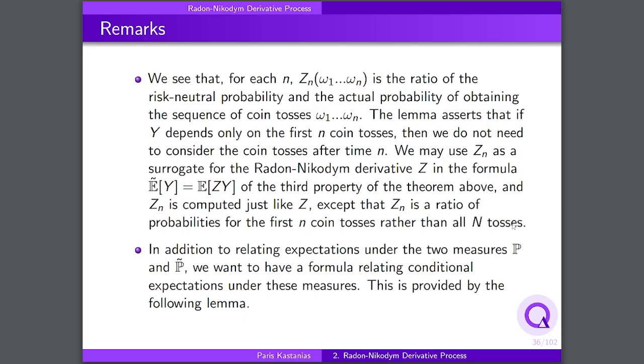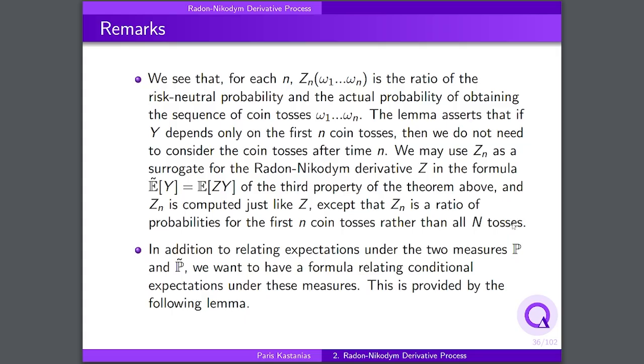See that for each n, Zn of omega is the ratio of the risk-neutral probability and the actual probability of attaining the sequence of coin tosses. The lemma asserts that if Y only depends on the first n coin tosses, then we do not need to consider the coin tosses after time n. We may use Zn as a surrogate for the Radon-Nikodym derivative Z in the formula, the third property of that theorem. And Zn is computed just like Z, except that Zn is a ratio of probabilities for the first n coin tosses rather than all of them. Okay, so this is a simplified version where it just depends on the first n coin tosses instead of every single one of them. Okay.